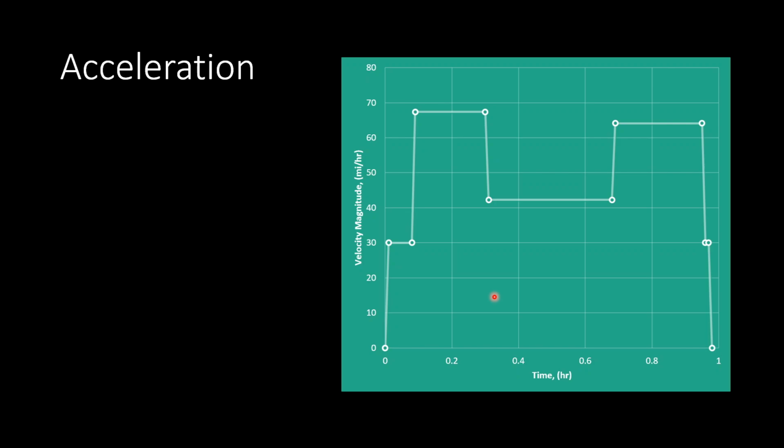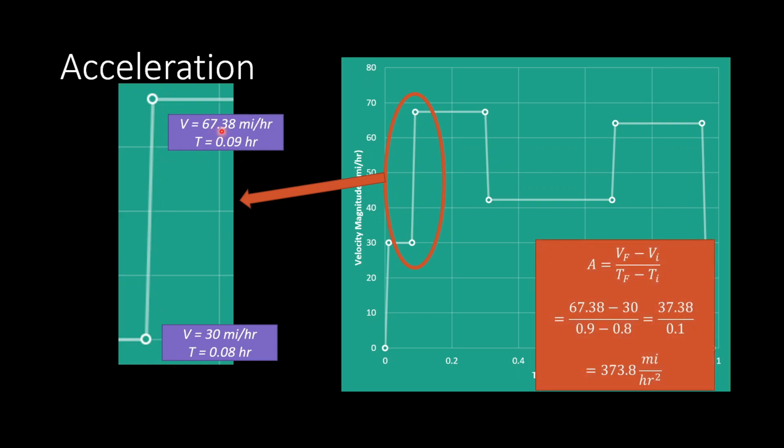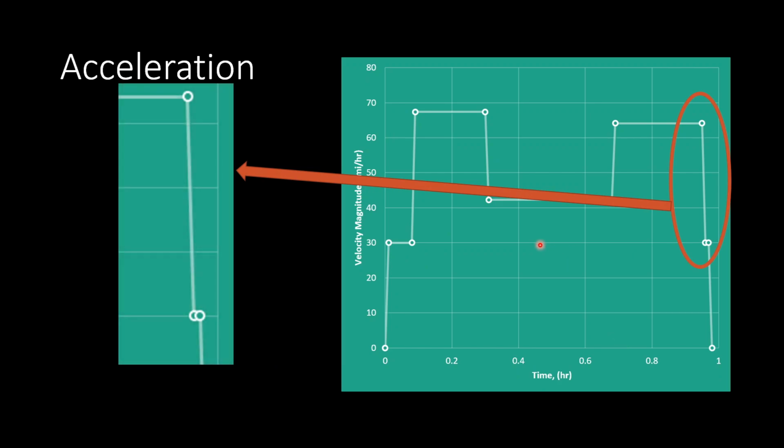Now, if I were to measure acceleration, let's focus on one part of the journey where I've noted down these points, and these points are again from the table on the previous slide, where I accelerated from a velocity of 30 miles per hour at 0.08 hours. And at 0.09 hours, my velocity had reached 67.38. Now, going back to the acceleration formula, which is change in velocity over change in time, this is what my acceleration looks like by just plugging in the numbers.